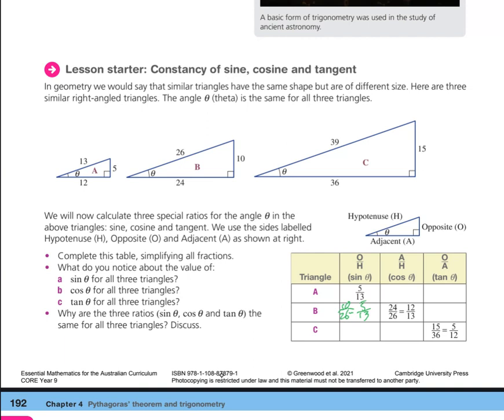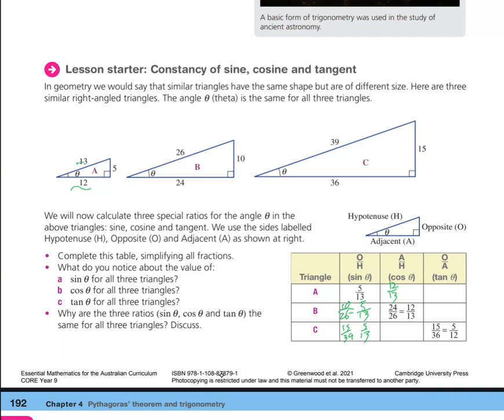The next one is going to be 15 over 39, which if I divide both of those by 3, I'm going to get 5 over 13. That's going to be 5 over 13 as well. Now, adjacent over hypotenuse. Adjacent over hypotenuse for A is going to be, wrong one, sorry. Adjacent is this one. That's hypotenuse. That's going to be 12 over 13.